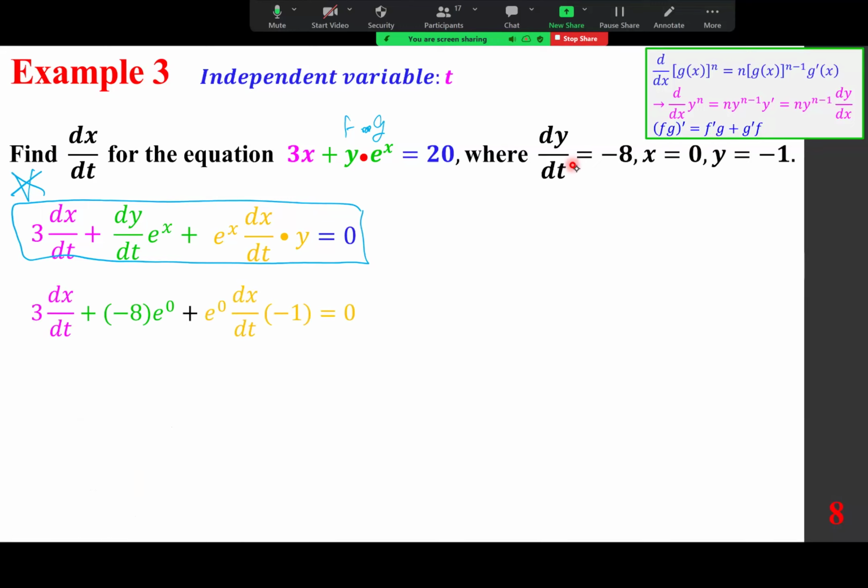We are replacing dy/dt with negative 8, x with 0, y with negative 1. We are plugging in everybody. Let's see what we get. e to the power of 0 is 1. So this is 3 dx/dt minus 8 plus minus minus dx/dt.